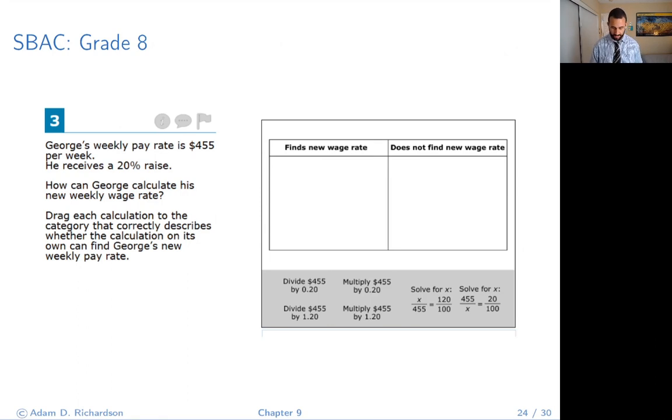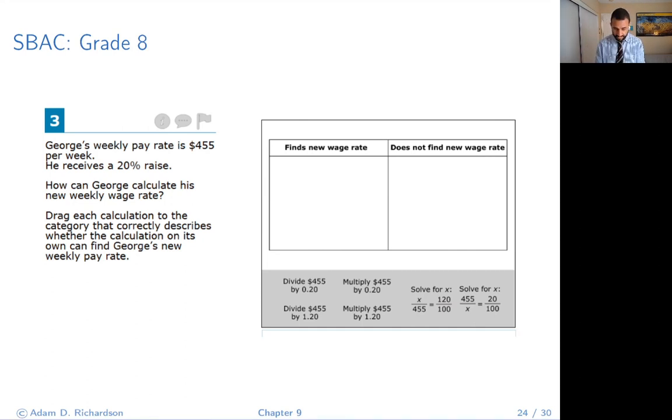All right. See, here we go. This is great. So this is from the Smarter Balanced exam, grade 8. So these are students that will be exiting middle school very soon and entering high school. And this is a great problem to give them because high school is like the first time when you can actually hold a job and get paid, right? You get your first paycheck kind of thing.